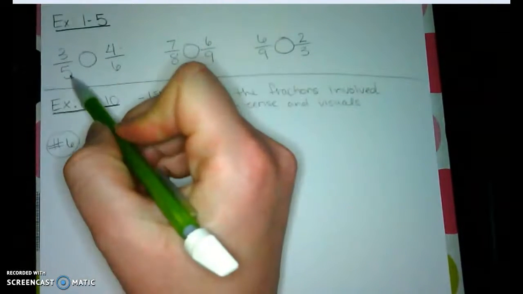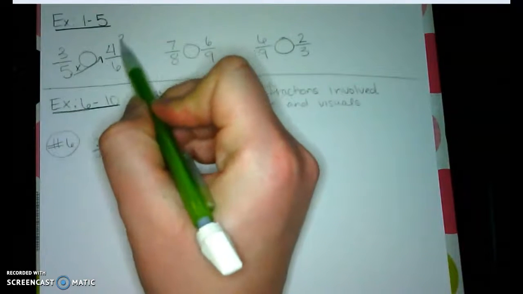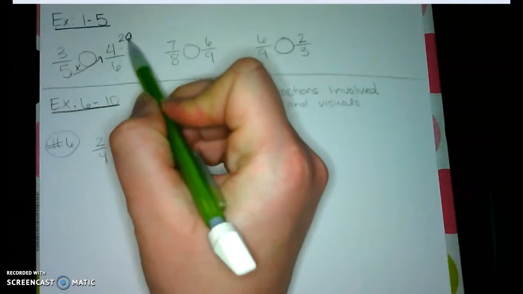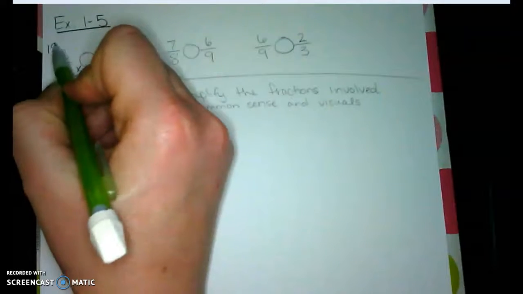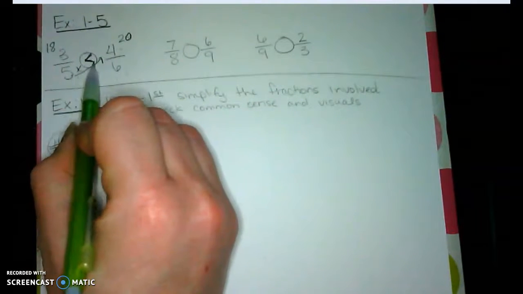So I'm going to do 5 times 4, which is 20. You always want to write it at the top across. Don't go down across, or it will be incorrect. It'll be the opposite. So 6 times 3 would be 18. So 20 is larger than 18. So I want to put my less than symbol. There we go. All right.